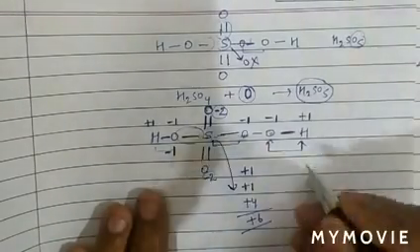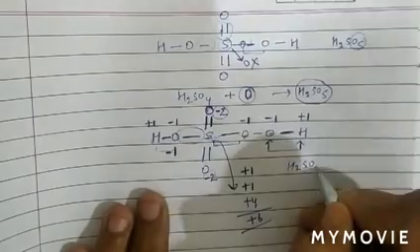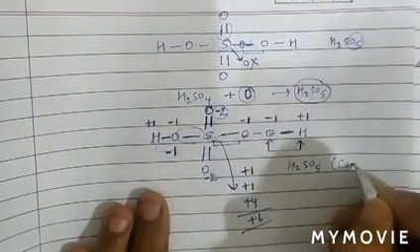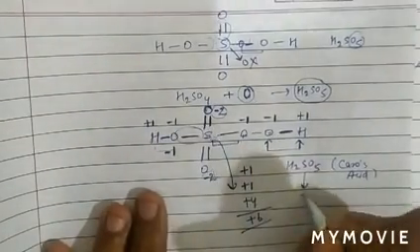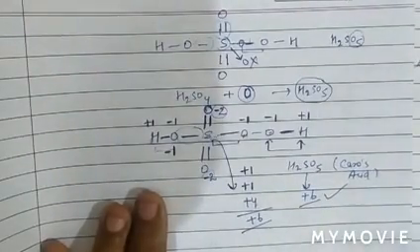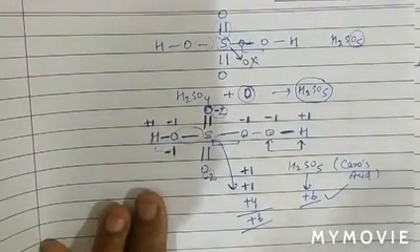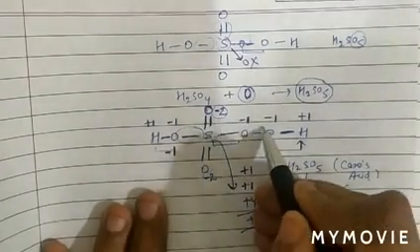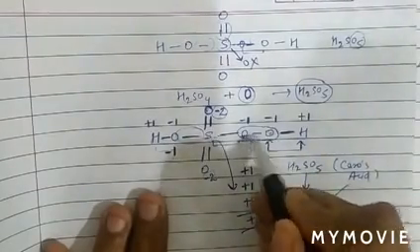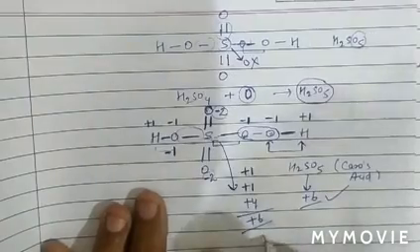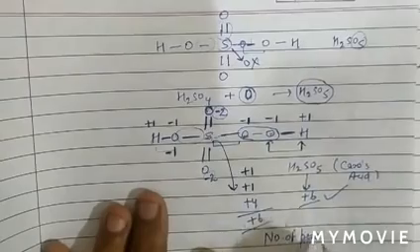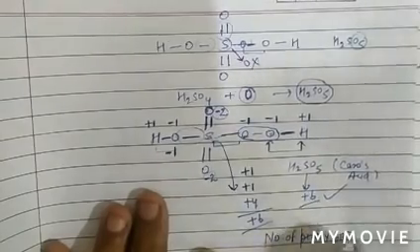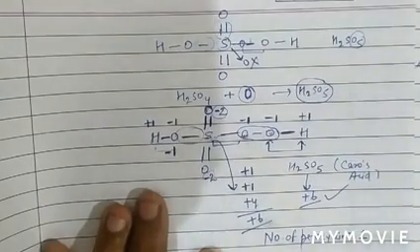So basically in H2SO5, which we call Caro's acid, the oxidation number of sulfur is +6, which is correct. We can also say how many peroxy linkages are there. There is one peroxy linkage. So the number of peroxy linkages is equal to 1 in this compound.